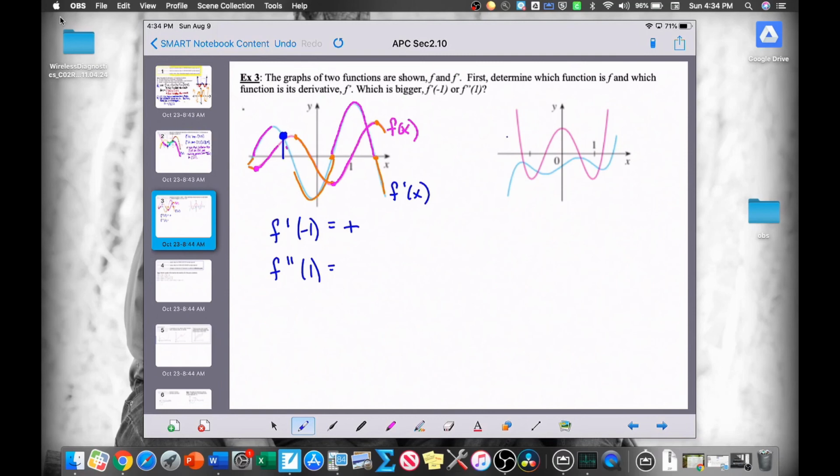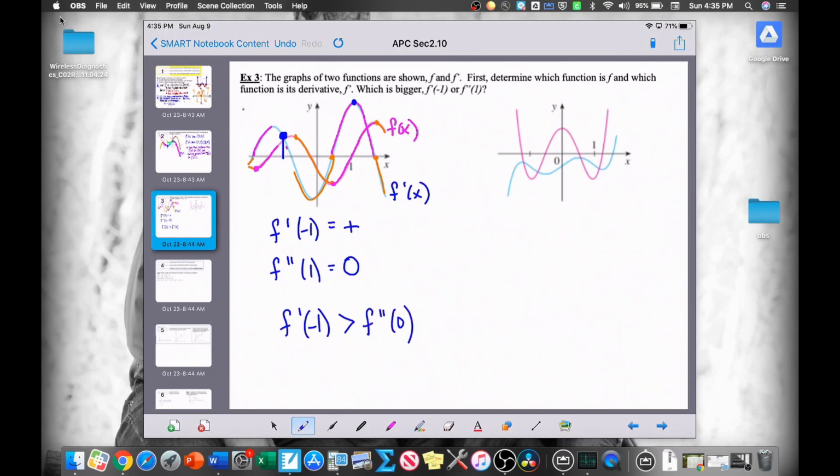Well, at x equals 1, f prime of x is right here, right? F prime of x has a local max at x equals 1. It has a 0 slope there. So that tells me that f prime prime of 1 would have an x-intercept at x equals 1. So the value of f prime prime of 1 would be 0. So now we can order these. We can say that f prime of -1, which is a positive value, would have to be greater than f prime prime of 1, which is 0.